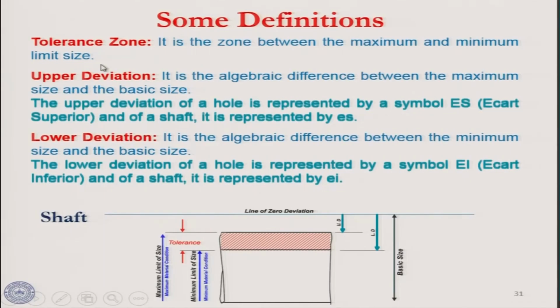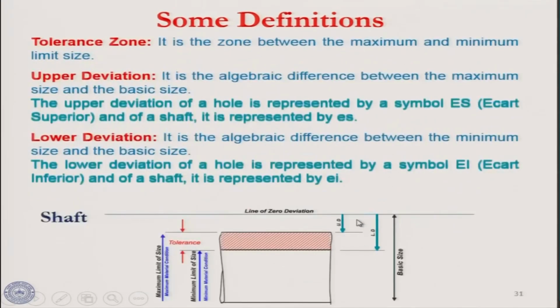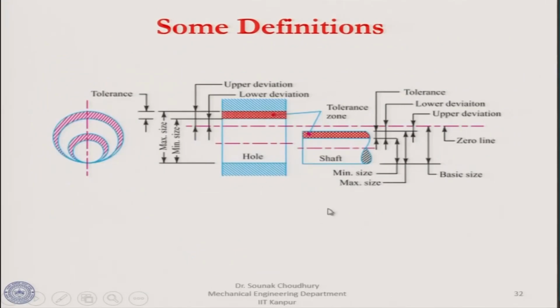Tolerance zone, upper deviation, lower deviation, that I have already shown you in this diagram. Here also it is shown the same way, those definitions, that the tolerance zone for the hole will be here, given in a better way. So, you can see this. Now, here we are saying that this is the 0 line.